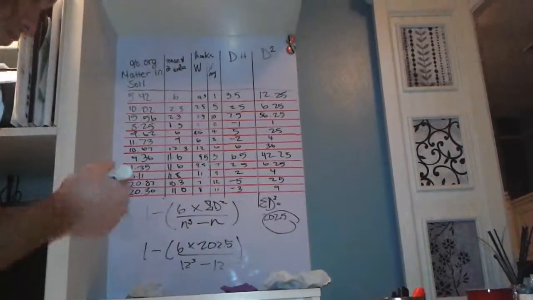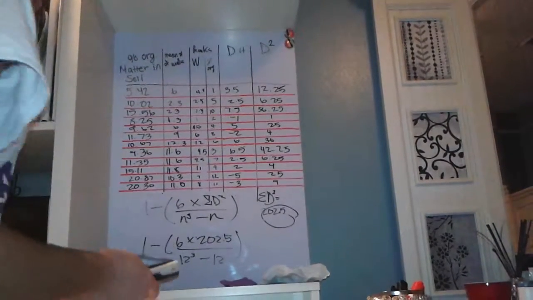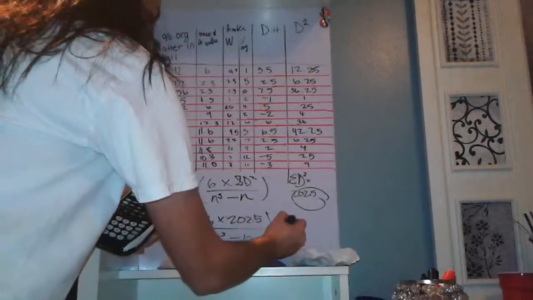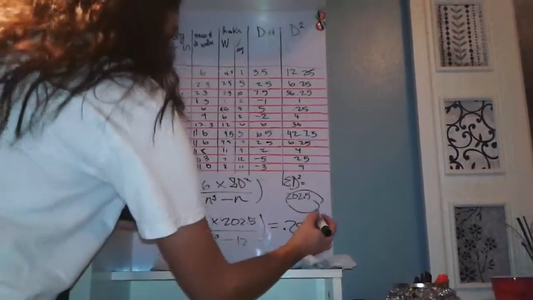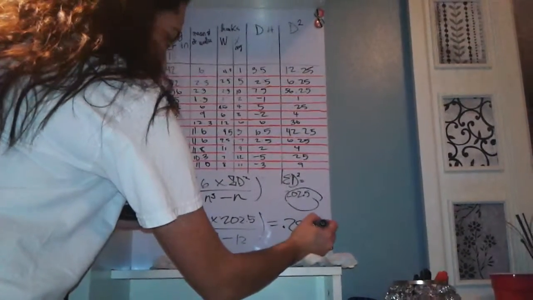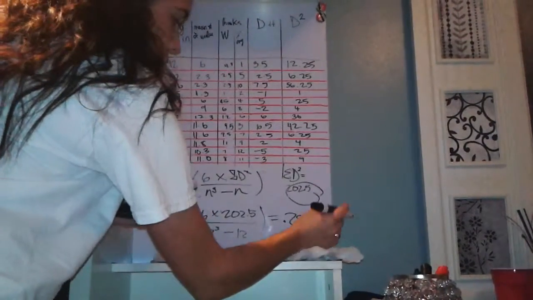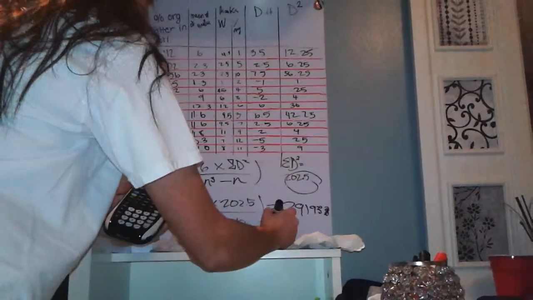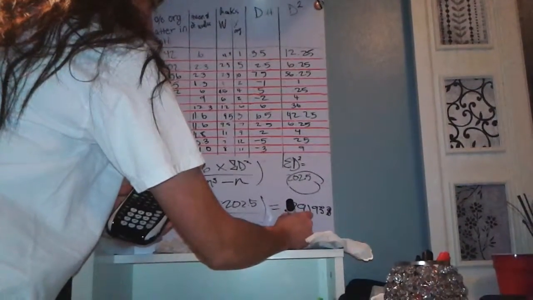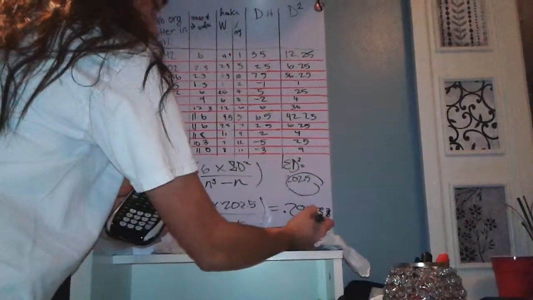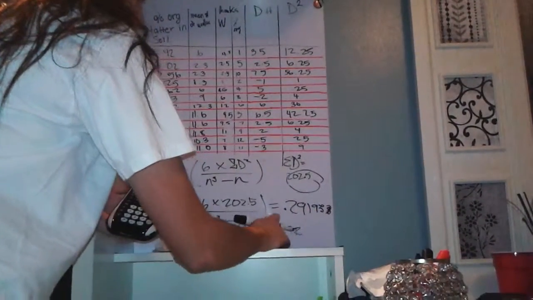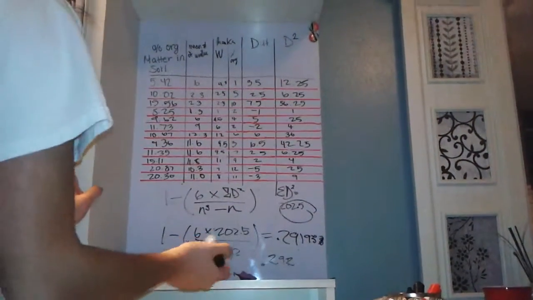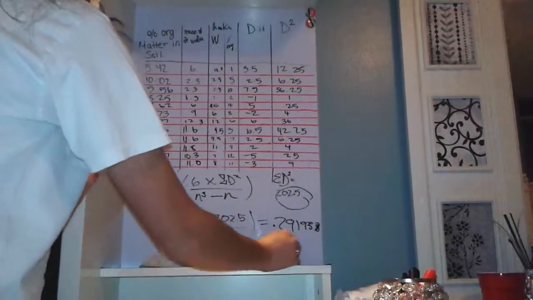Now we're going to do our math. Once we do the math for this, we end up getting 0.291958, and we'd continue on, but for this case let's round to 3 decimal places, so this becomes 0.292. So we get 0.292, and this is our answer for the Spearman's test.